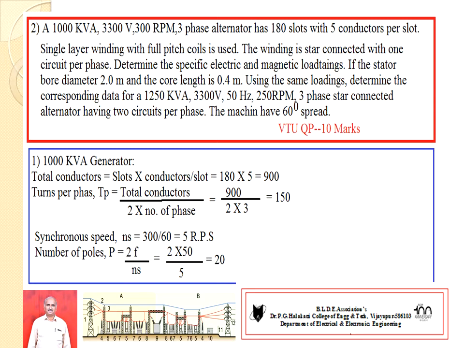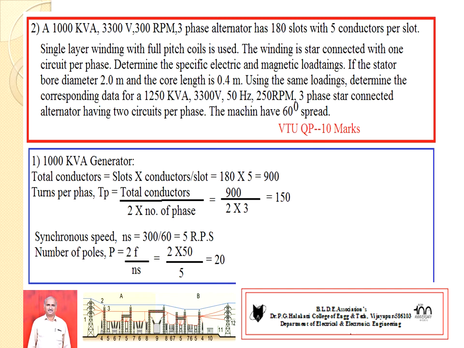So this question is asked a number of times in VTU examination for 10 marks, minimum 10 marks. So first you understand the problem, then the procedure becomes very simple. Here it is a combination of two problems. First case, alternator is 1000 kVA. Second case, alternator is 1250 kVA.